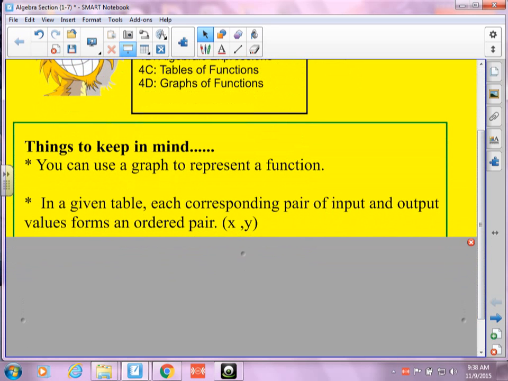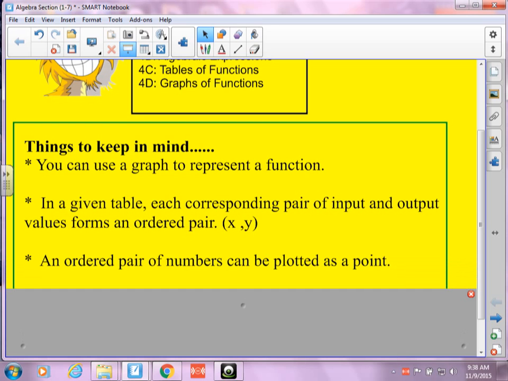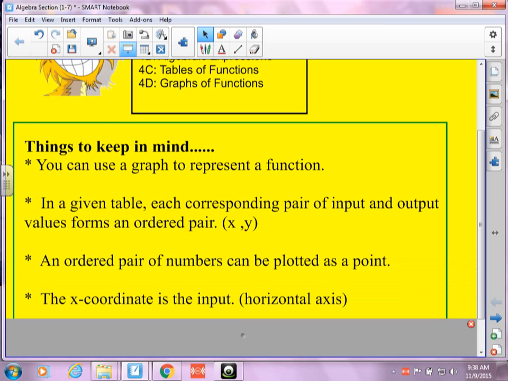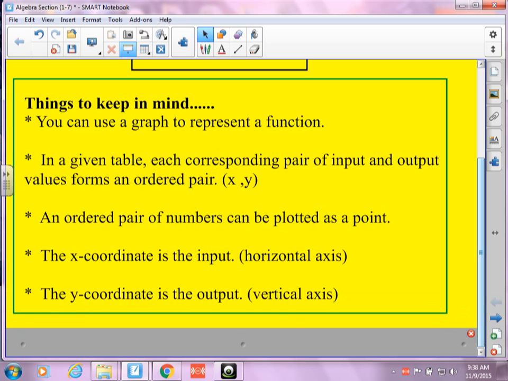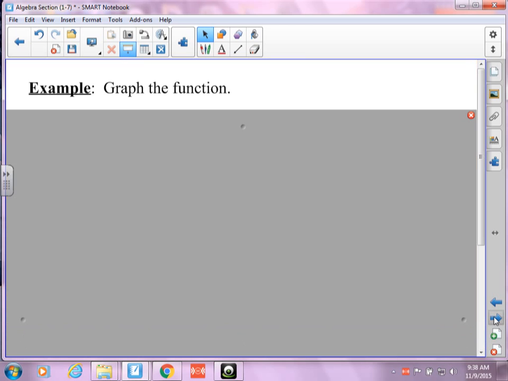In a given table, each corresponding pair of input and output values forms an ordered pair. In other words, you've got an X and a Y, and they form an ordered pair when you put them in their table. An ordered pair of numbers can be plotted as a point. So any ordered pair can be plotted as a point. The X coordinate is your input. It belongs with the horizontal axis. The Y coordinate is the output, and that's the vertical axis. Okay, so this is kind of review stuff, hopefully.